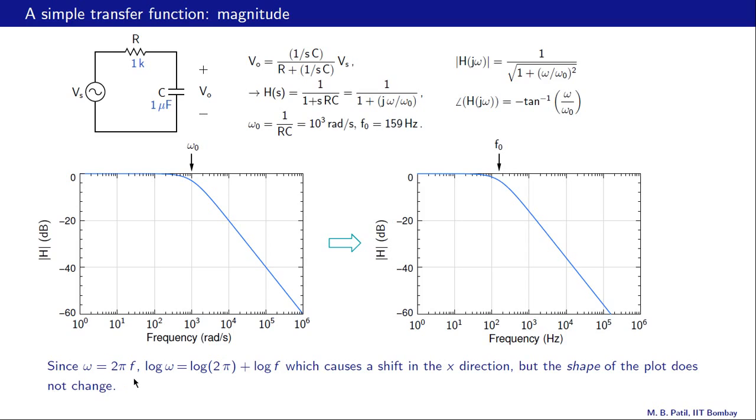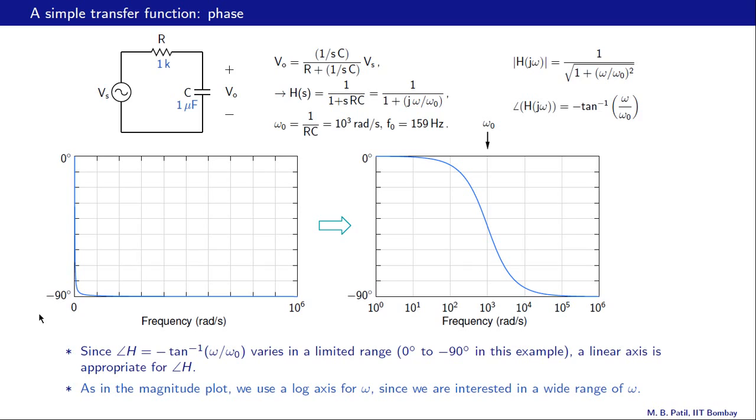Since omega is 2 pi times f, log omega is log of 2 pi plus log of f. And because of this relationship, this is just a constant. Changing from radians per second to hertz only causes a shift in the x direction, but the shape of the plot does not change. Another very important point to remember.